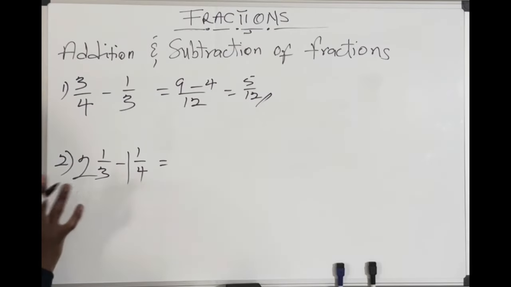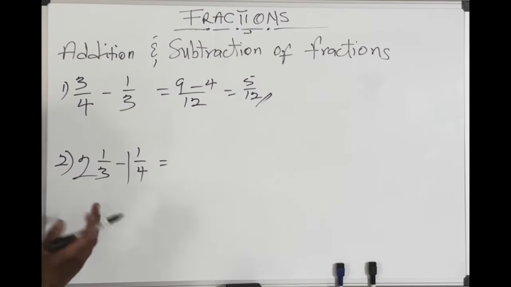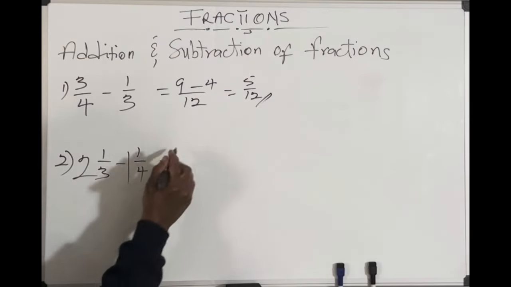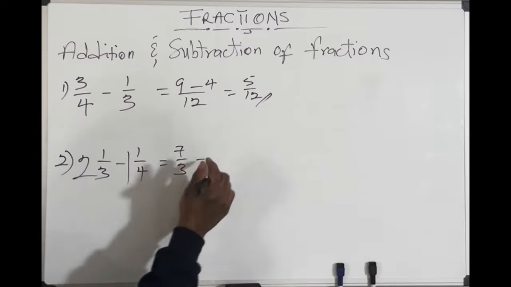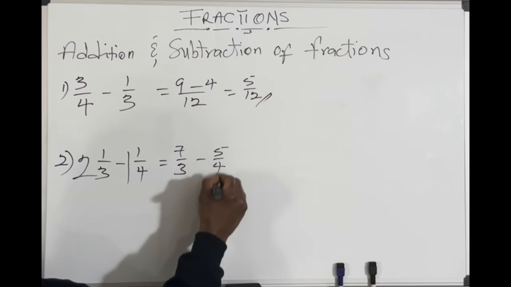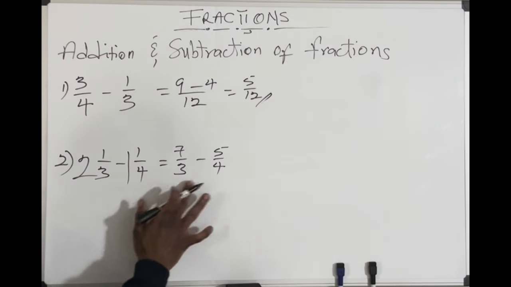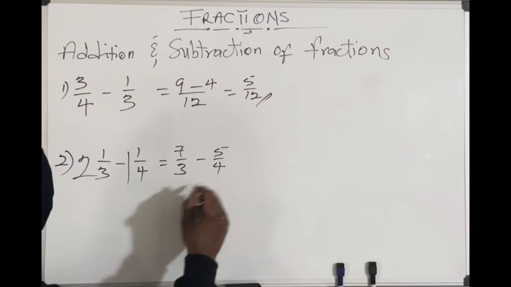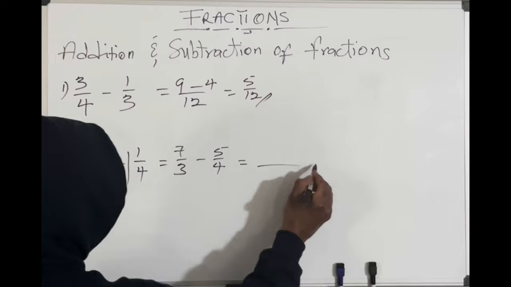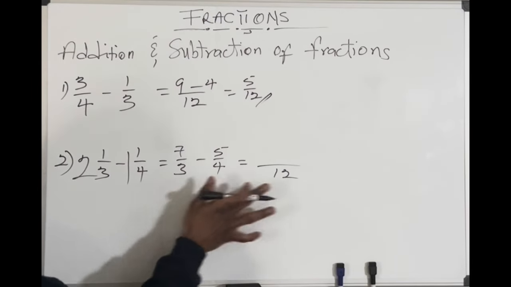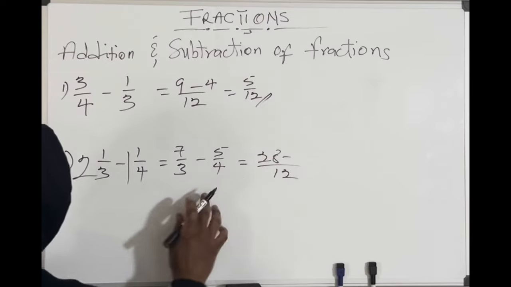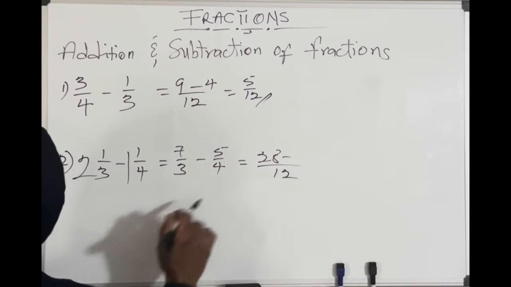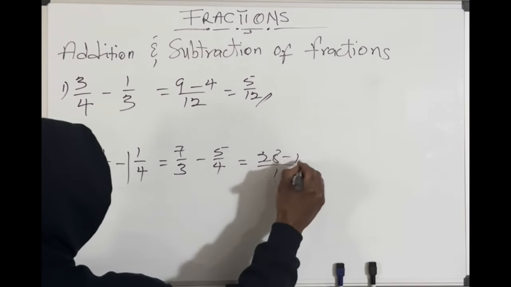So we have to change mixed numbers to what? Improper fractions before we proceed. So 3 times 2 is 6 plus 1 is 7 over 3, minus 4 times 1 is 4 plus 1 is 5, 5 over 4. Okay, then we look for the same denominator, which is 12. So 3 goes into 12, 4 times, 4 times 7 is 28, minus 4 goes into 12, 3 times, 3 times 5 is 15.